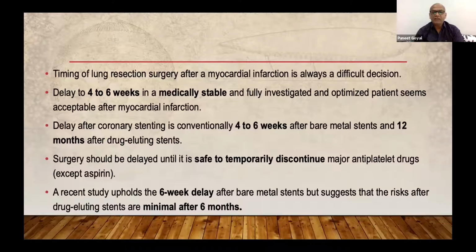Timing of lung resection after myocardial infarction is always debatable. A delay of 4 to 6 weeks in a medically stable patient who is fully investigated and optimized is acceptable. After coronary stenting with a bare metal stent, a 4 to 6 week delay. And if a drug-eluting stent has been put, a minimum of 6 months delay is required.